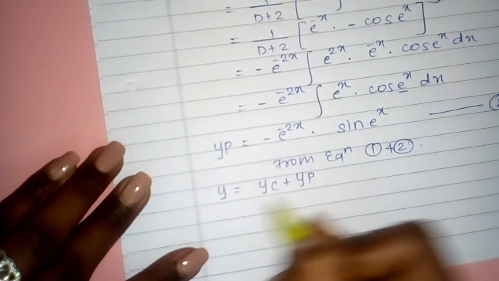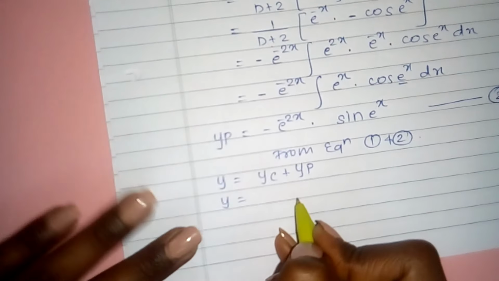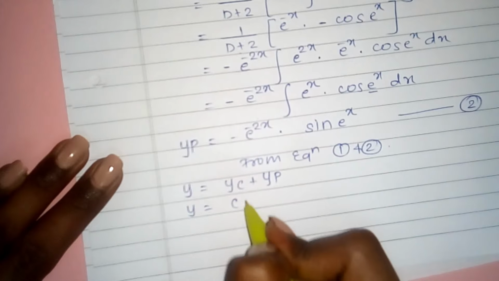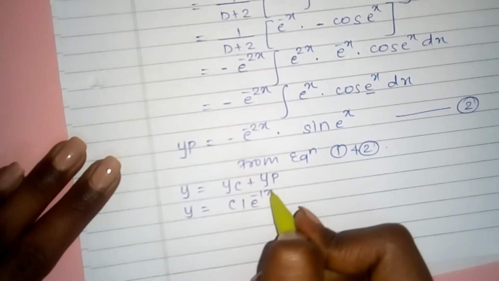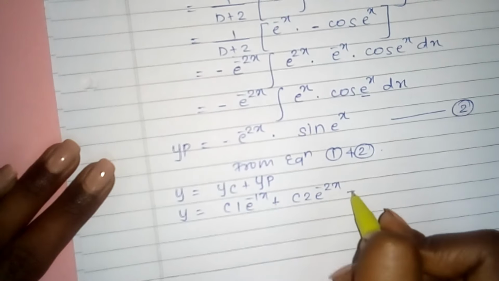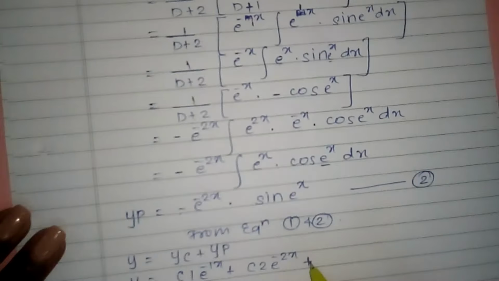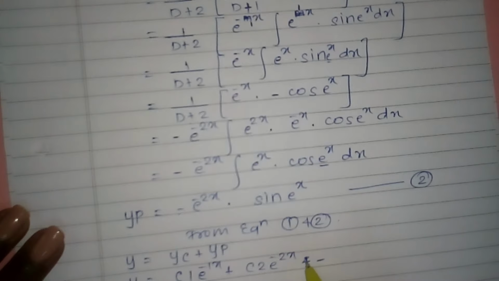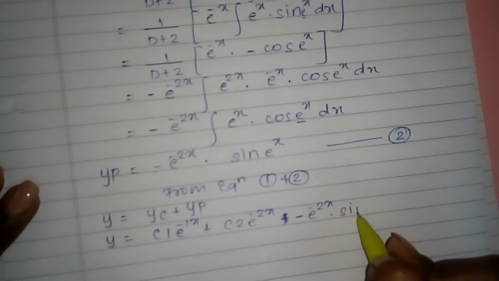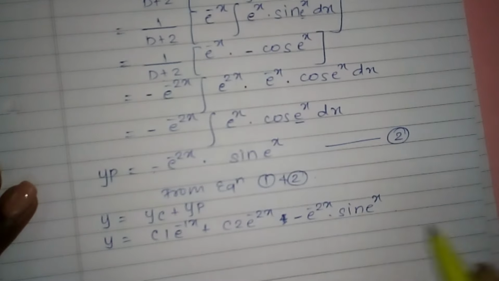Now y is equal to our YC, this is our YC, so we'll write it as it is, C1 e raised to minus x plus C2 e raised to minus 2x plus this term. So this is minus, so we can directly write minus e raised to minus 2x into sin e raised to x. So this is the answer.